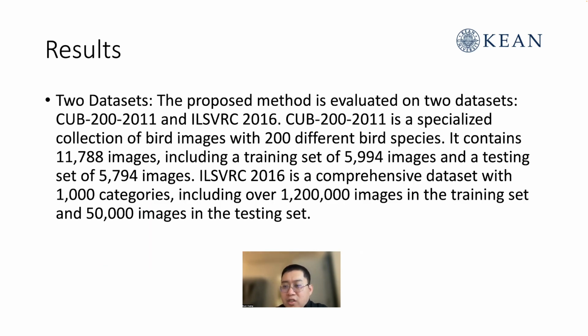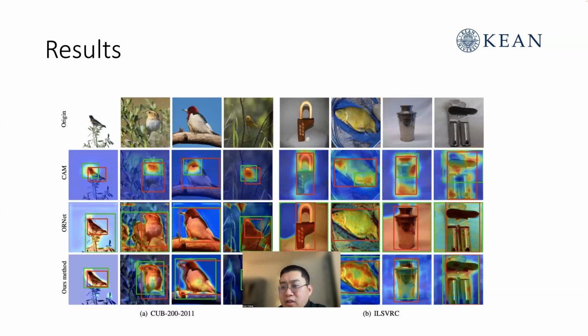The proposed methods are evaluated on two public datasets, which are the CUB200 and the ILSVRC 2016 dataset. Our method achieved the best weakly supervised object localization result compared with existing methods.